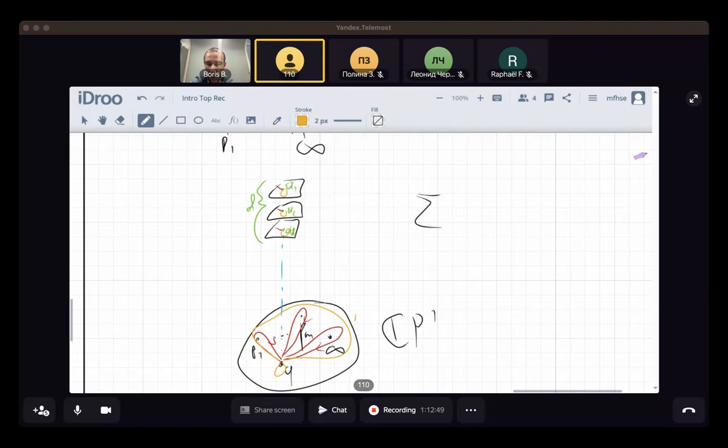Upstairs, so here we have now the CP1, so we had our map f of z equals z squared. What does it correspond to? And here, in fact, we have two sheets, right? So what happens? Let's see. Downstairs, once we go around 0, what happens upstairs?